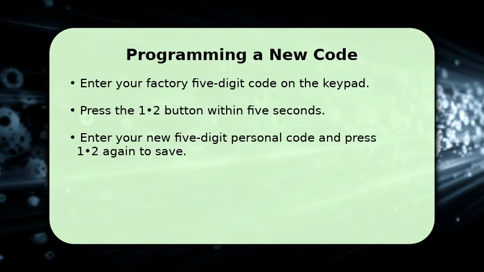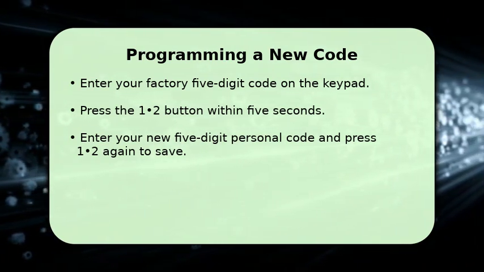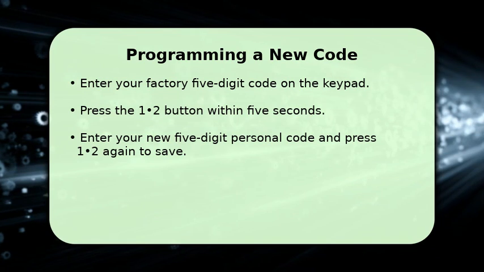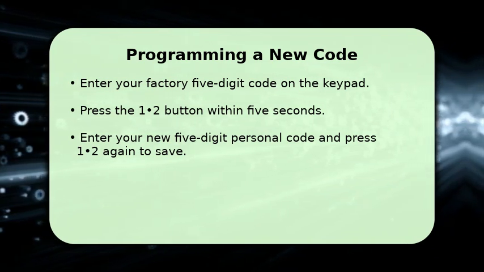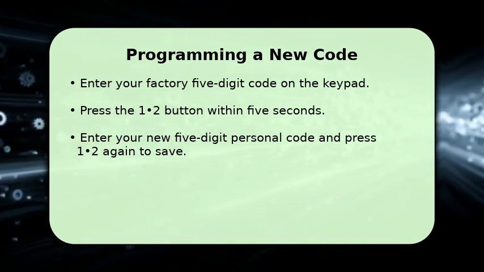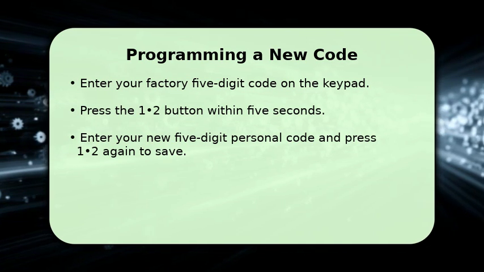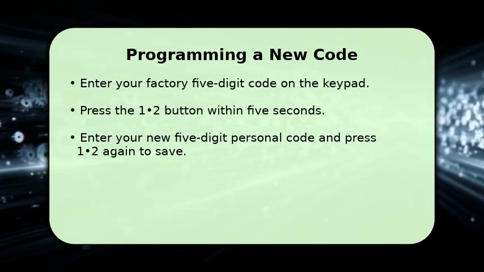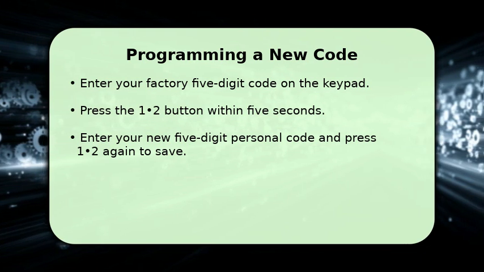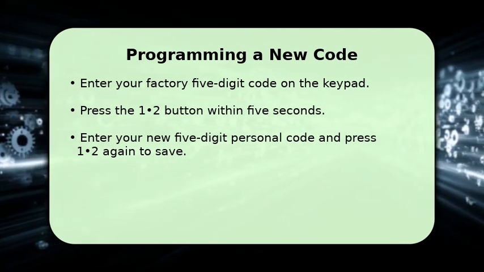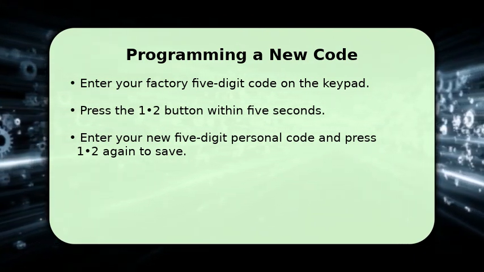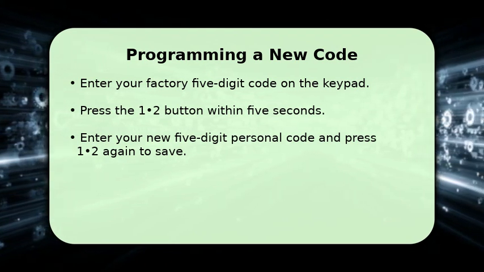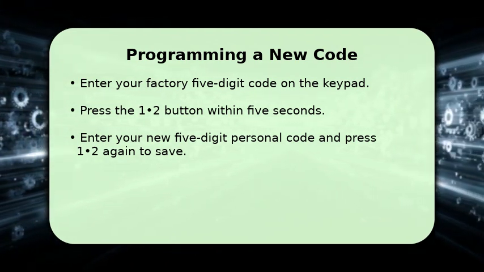Once you have your factory code, programming a new personal code is straightforward. First, enter the factory 5-digit code on your F150's door keypad. Within 5 seconds, press the 1-2 button. Next, enter your desired new 5-digit personal code. To save it, press the 1-2 button again. The doors will lock and unlock to confirm your new code is active.